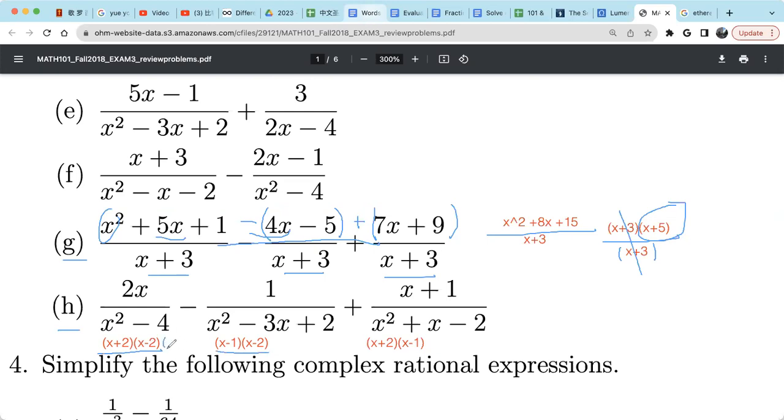So this one is missing x minus 1. So we need to multiply x minus 1 in the numerator and in the denominator. And this x minus 1, x minus 2, missing x plus 2. So you multiply x plus 2 in the numerator and in the denominator. Because we multiply by 1, right? This one missing x minus 2. So we multiply x minus 2 in the numerator and in the denominator.